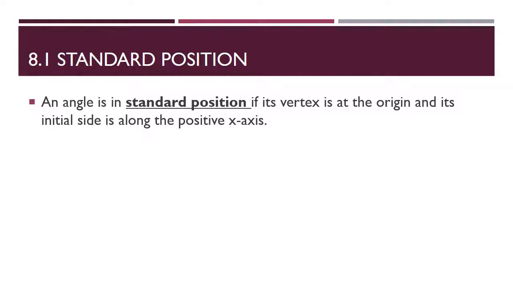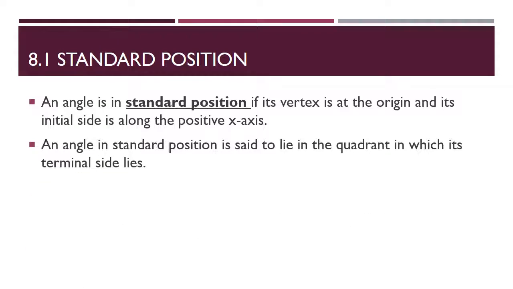Now, an angle is in standard position if its vertex is at the origin and the initial side is along the positive x-axis. An angle in standard position is said to lie in the quadrant in which the terminal side lies. So for example, you have an angle here. It's in standard position. Notice the initial side goes from 0, 0 to the right along the x-axis. The vertex is at 0, 0. And when it opens, the terminal side is in quadrant 1. So we would say that this angle lies in quadrant 1.